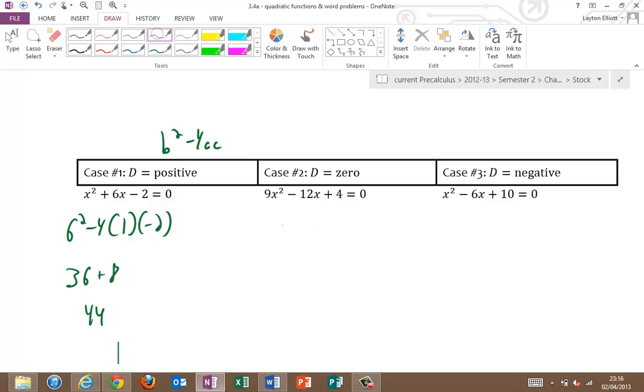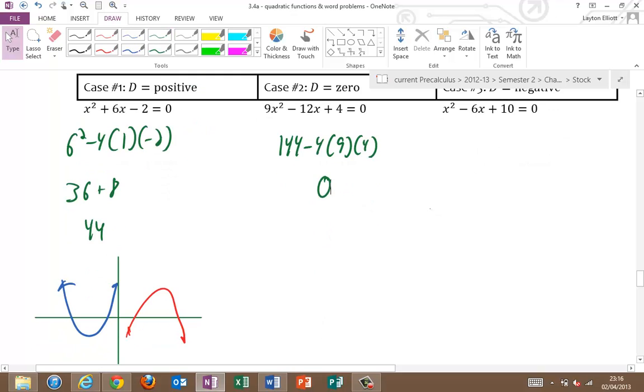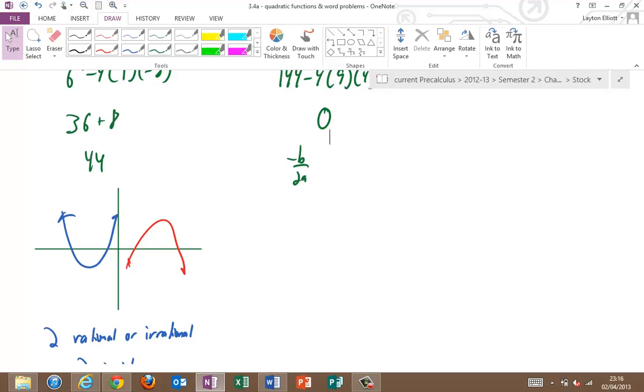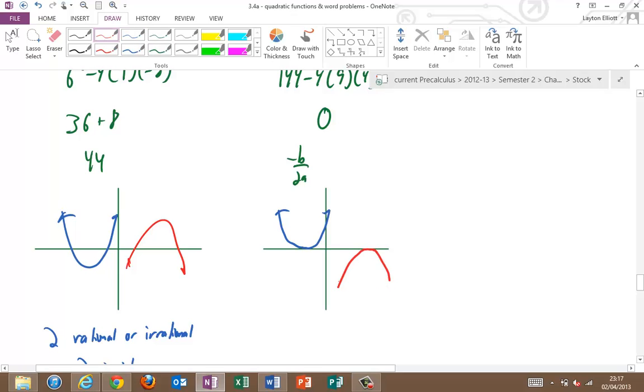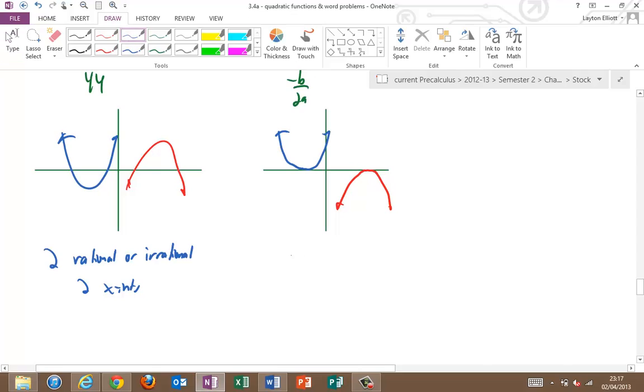Let's go back up here. Let's check out this one. B squared minus 4ac is going to be 144 minus 4 times 9 times 4, which is 0. Which means that my quadratic formula is just going to be negative b over 2a, because there's no plus or minus square root of, so it's the square root of 0. That means we have one root, and one root does this thing. Whenever we have one root, it's a double root. It taps at the vertex, up or down. We just say we have one double root, which means we have one x-intercept.